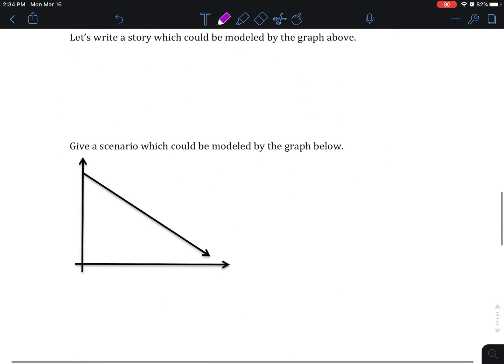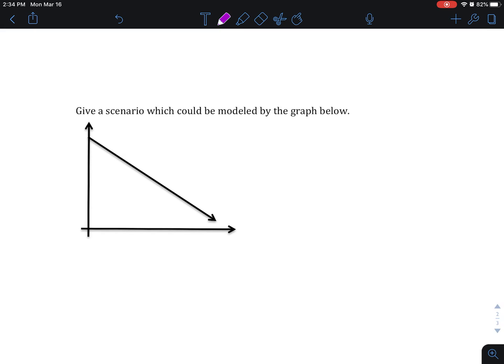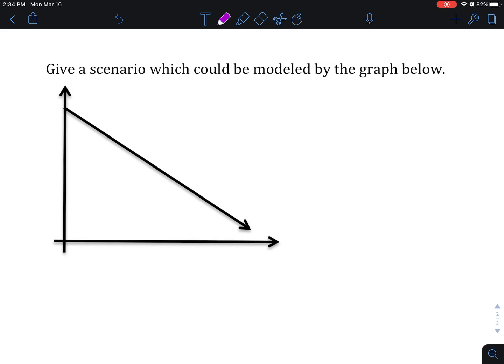So what I'd like you to do is pause this video and take a look at this graph. It's a pretty simple one. And I want you to pause the video and think about a scenario which could be modeled by the graph below. Okay? So give a scenario which could be modeled by the graph below. Now, notice the axes aren't labeled. You can label them whatever you want. But the graph is telling a story. And I want you to think of a real-life example of something that this graph might tell the story of.